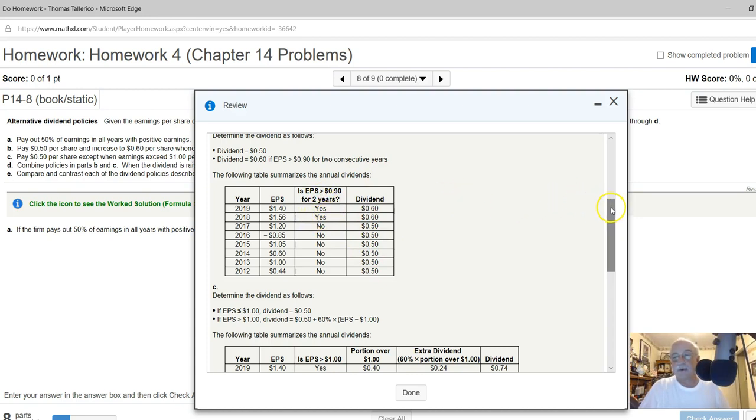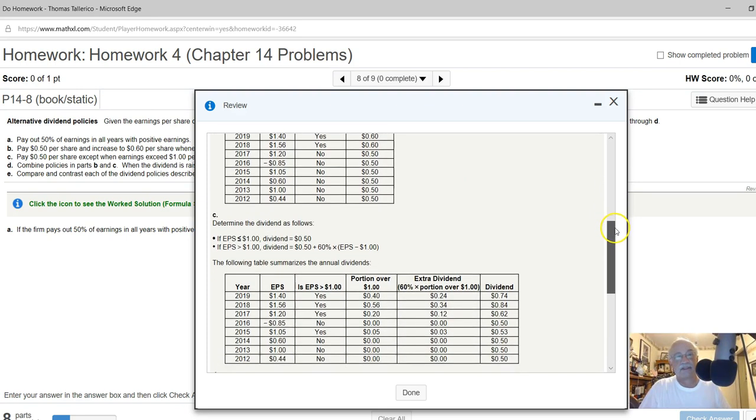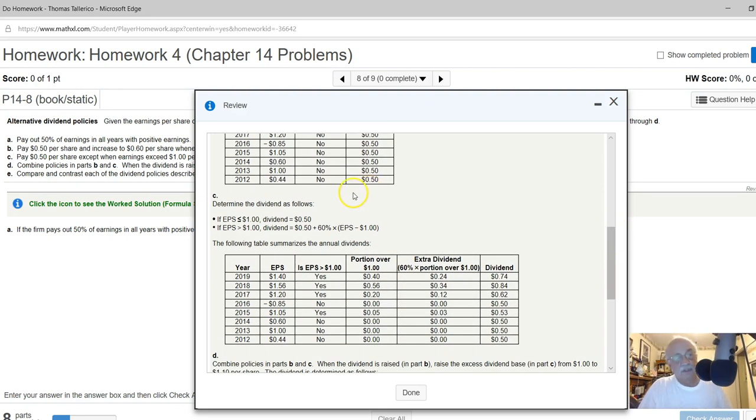And here's the next equation, or here's the next part, part C. Determine the dividend as follows. If it's less than $1, it's 50%. If it's greater than $1, it's 50 cents, sorry, plus 60% times earnings per share minus $1. So here's the equation for part C, and they do a nice little table to give you this dividend, so you can go through this table.